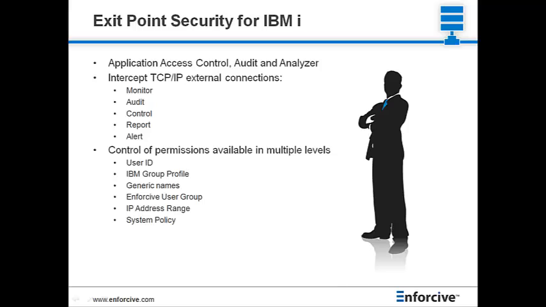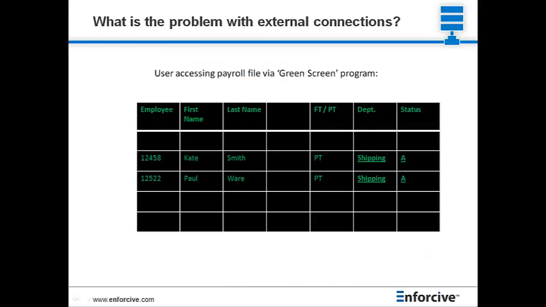Exit point security is just one element of our access control solutions, and it is enabled through three modules: Application Access Control, Application Audit, and Application Analyzer. The purpose of these modules is to allow you to intercept external connections, track what is occurring, and allow you to define permissions over and above your OS authorities. We will see later how those permissions can be defined at multiple levels.